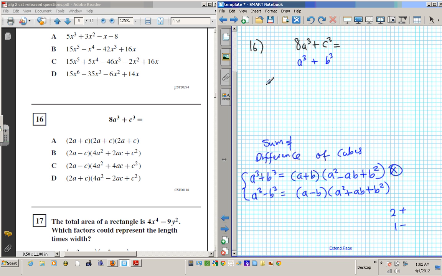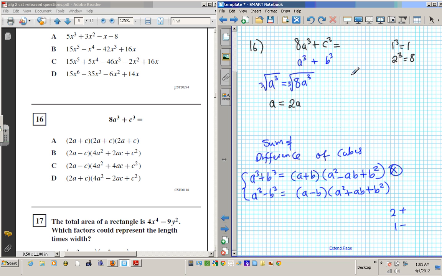So what is a going to be? If a cubed is equal to 8a to the third, how are we going to get a? Just simply take the cube root of both sides. So a is the cube root of the first term. What is the cube root of 8? The cube root of 8 is 2, and the cube root of a cubed is a. How do I know the cube root of 8 is 2? What number to the third is 8? I know 1 to the third is 1, 2 to the third is 8. So that tells me that the cube root of 8 is 2.